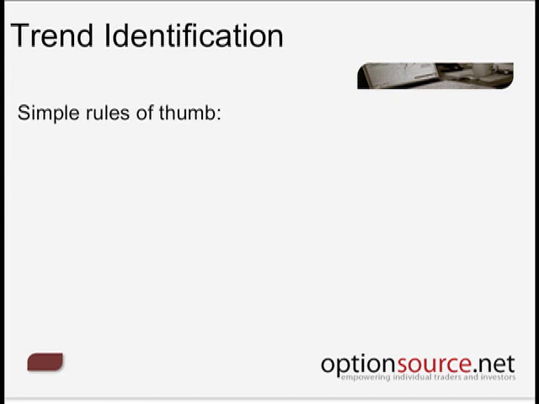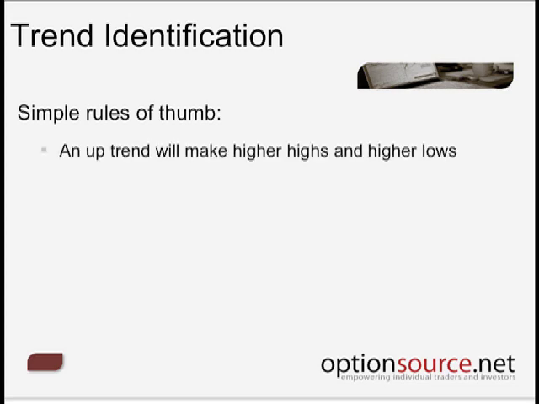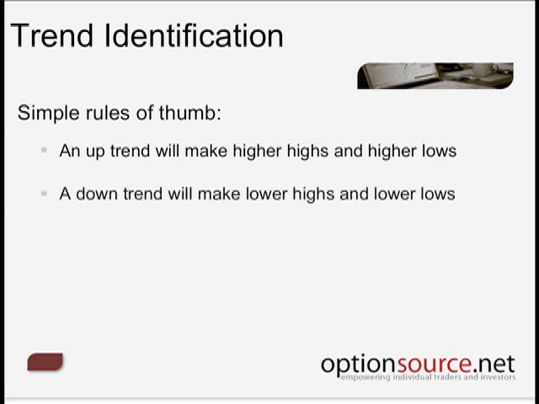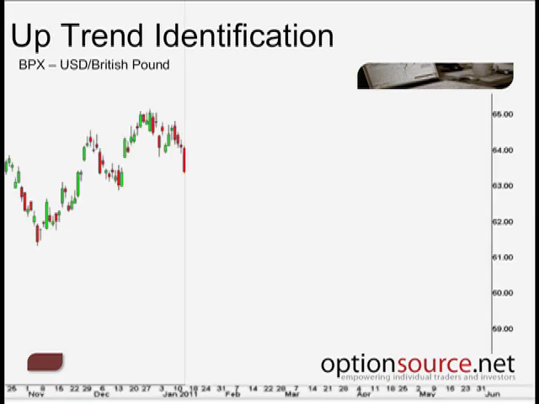So there are some simple rules of thumb that we try to reinforce when it comes to identifying a trend, and these may sound very juvenile, but they make a lot of sense when you're actually analyzing a chart. The idea is that an uptrend will make higher highs and higher lows, and subsequently a downtrend will make lower highs and lower lows. And we're going to use these peaks and troughs to draw a trend line. Let's say, for example, we're looking at the GBP/USD here, which is the U.S. dollar versus the British pound.